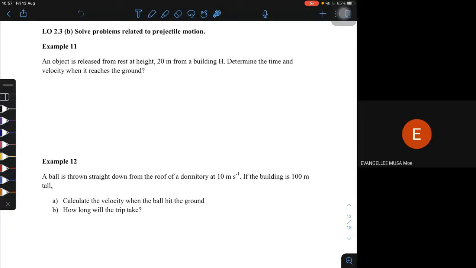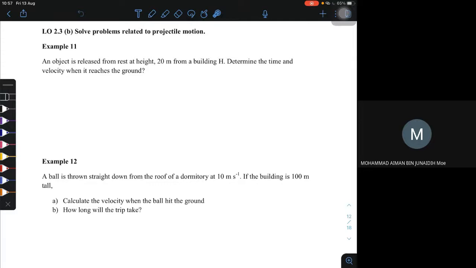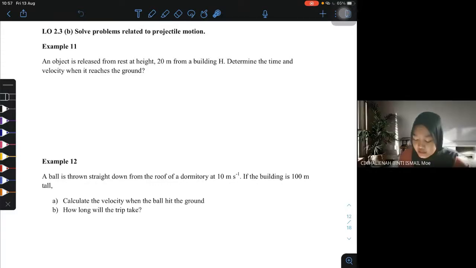Free fall? Horizontal. No, it's not free fall. How is it free fall? Vertical, Miss. Yes, this one is horizontal, because for vertical it has to start from below and shoot right up. Then it falls, that is free fall.